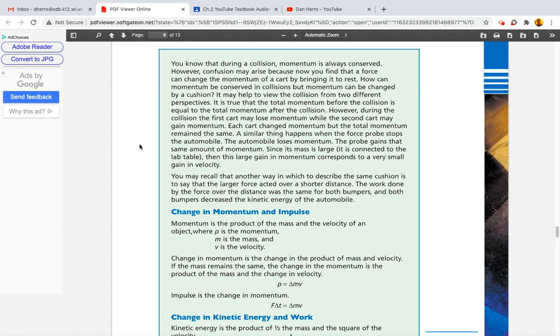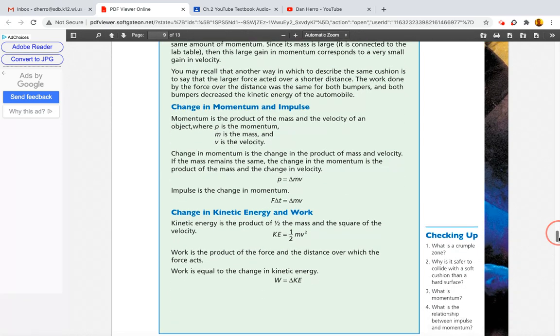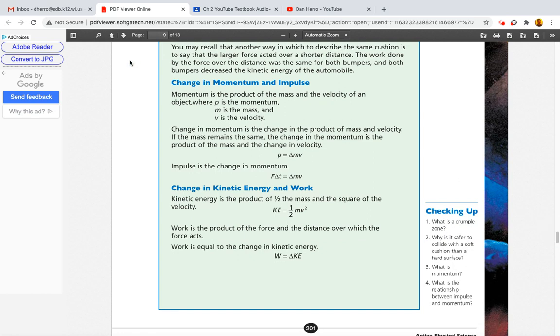A similar thing happens when the force probe stops the automobile. The automobile loses momentum. The probe gains that same amount of momentum. Since its mass is large, it is connected to the lab table. Then this large gain in momentum corresponds to a very small gain in velocity. You may recall that another way in which to describe the same cushion is to say that the larger force is acted over a shorter distance. The work done by the force over the distance was the same for both bumpers, and both bumpers decreased the kinetic energy of the automobile.